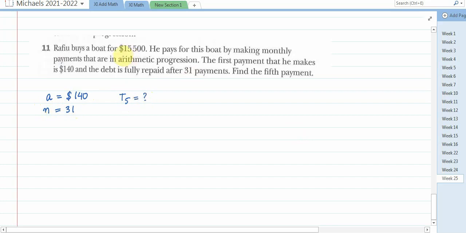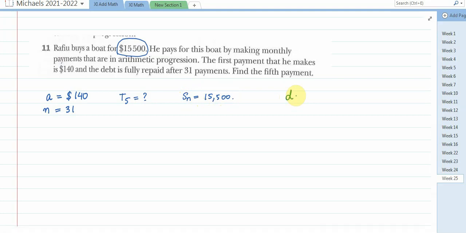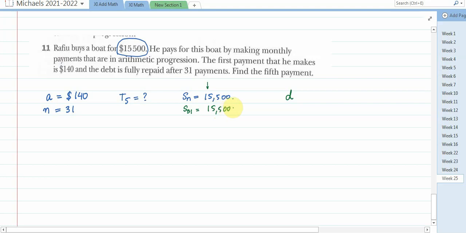Now this 15,500 is the total cumulative amount, right? Like if you add up all those values, he will get the total of 15,500. So I can say that the sum is given, that is 15,500. Alright, so the unknown parameter we have, it's d. So once you have the value of d, you can easily find out the fifth one. And to find the value of d, Sn is given, or you can say that S31, because it says 31 payments. So S31 you have, it's 15,500.